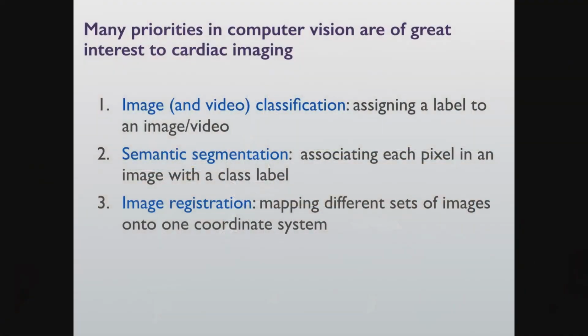But the areas that have been relevant to what we've been doing have been image classification, and then semantic segmentation. Image classification being assigning a label to an image. Semantic segmentation, assigning each pixel to a class label. And we haven't done anything around image registration, but there are some interesting problems that I'm thinking about there. And that's really mapping different sets of images onto one coordinate system.